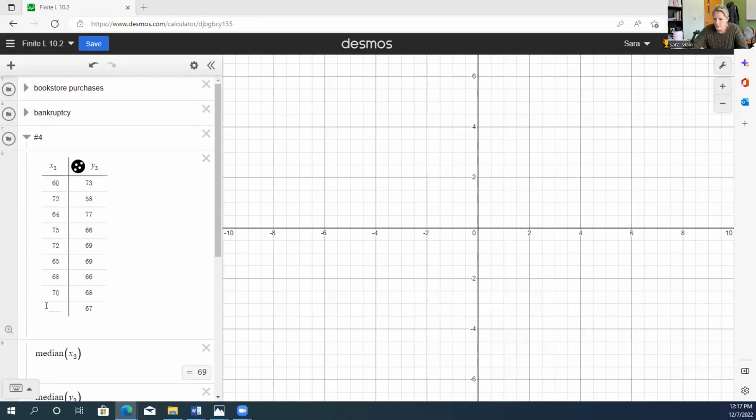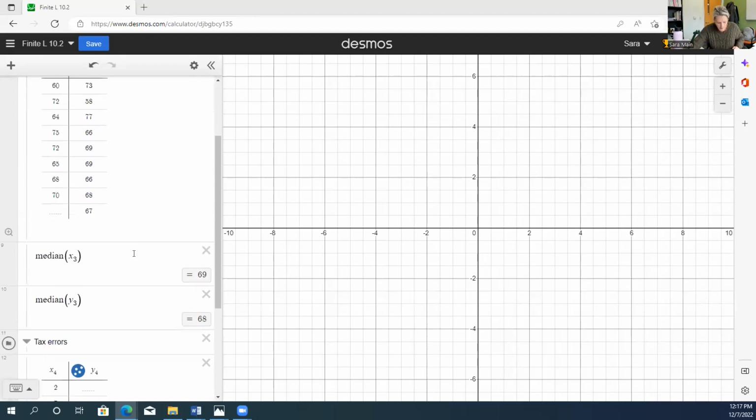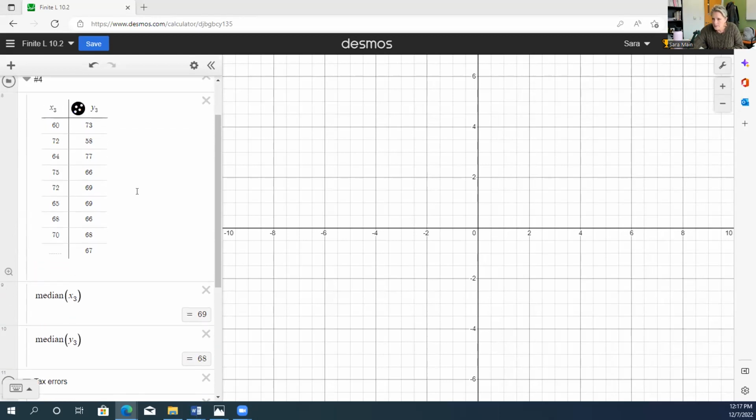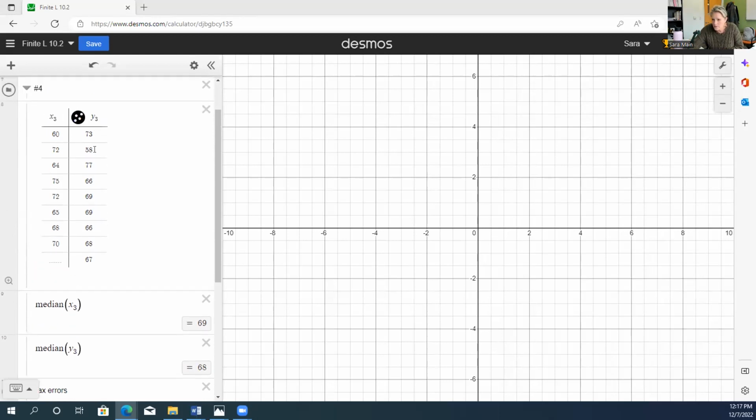So I put my data in here and I put the median of X3 is 69 and the median of Y3 is 68. And you can see that Y3 has 1, 2, 3, 4, 5, 6, 7, 8, 9 values. So 68 was the very middle value. X3 had an even number, and so 69 is the average of the 2 middle values.